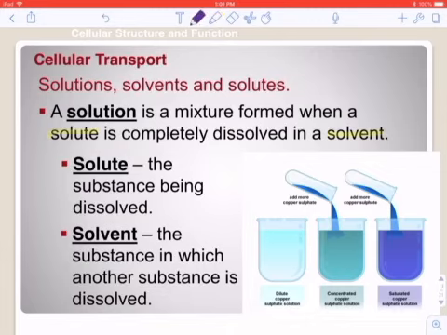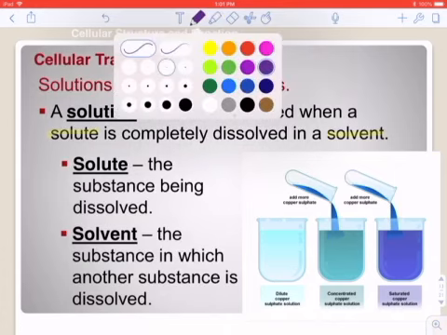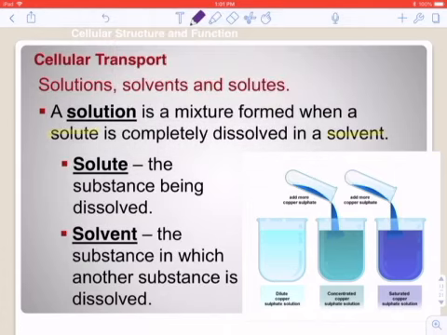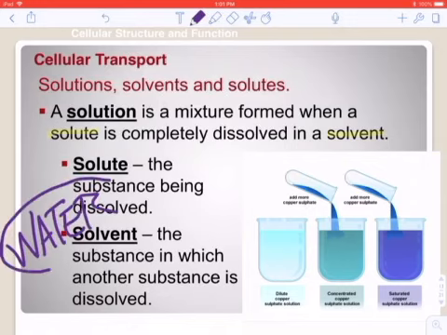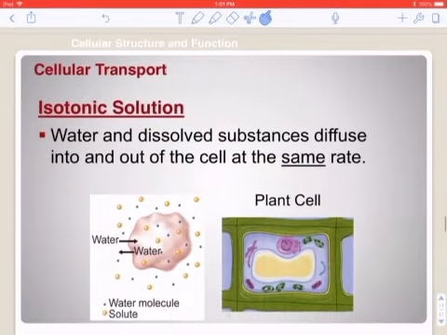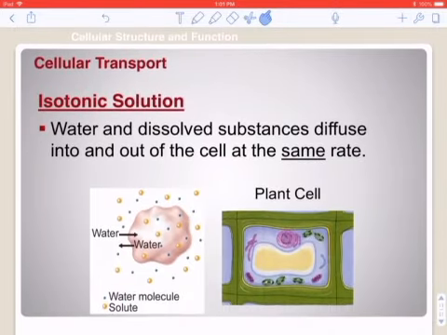Now, in biology, our universal solvent is always going to be water. So universally, when we talk about solutions, we're talking about solutions that have a water solvent. So just keep that in mind as we continue to talk about what we mean by isotonic, hypotonic, and hypertonic. Now this word iso means equal.